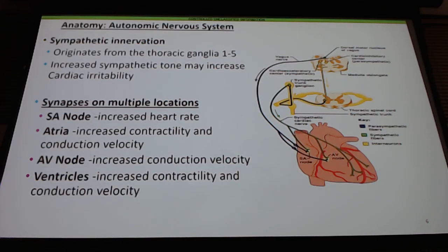Sympathetic, our fight or flight response, synapses on the SA node, the atria, the AV node, and the ventricle, so all 4 areas. Basically, it will increase heart rate, it will increase your conductivity, so how fast that action potential goes from point A to point B. It will increase that speed. And then it also increases the contractility, so how strong the atria will squeeze and how strong the ventricle squeezes.